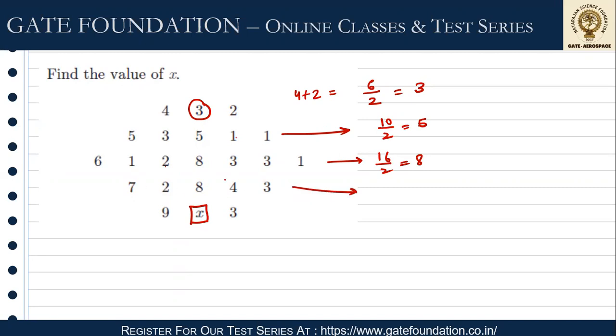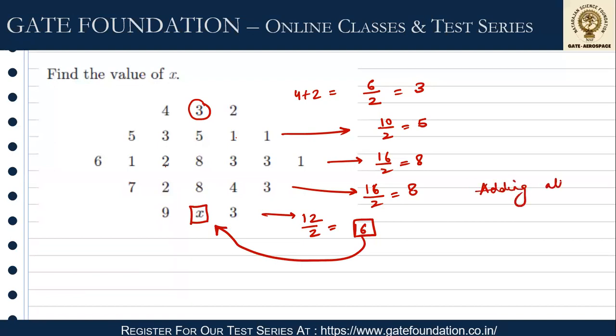Then 7 plus 2 is 9, 13, 14, 15, 16. Again 16 divided by 2 becomes 8. And 9 plus 3 is 12, and 12 divided by 2 will be equal to 6. This will be your answer. It's just adding all numbers and dividing by 2. This is the logic being followed. This will give you the center number. So this is how it is done. Let's see the next one.